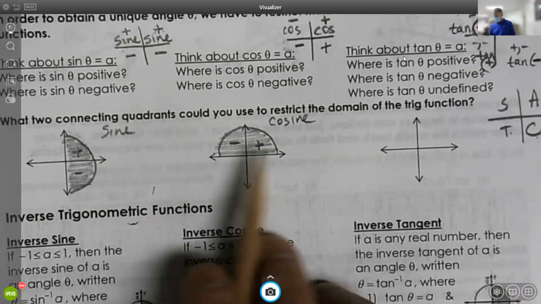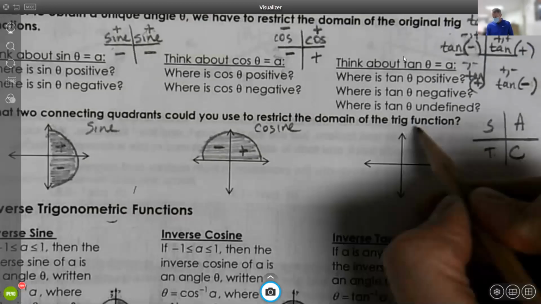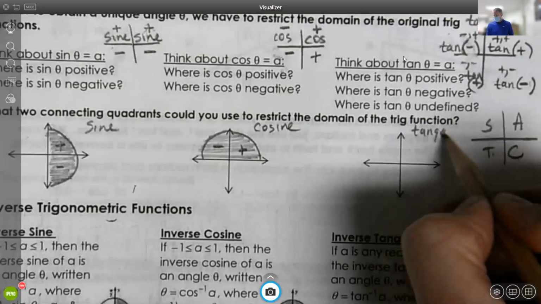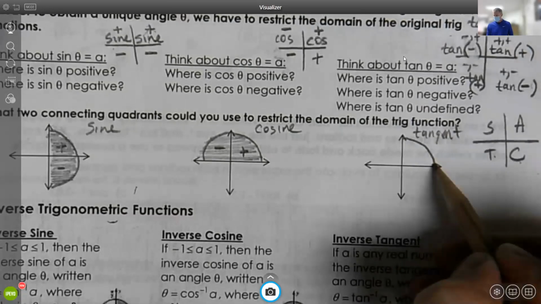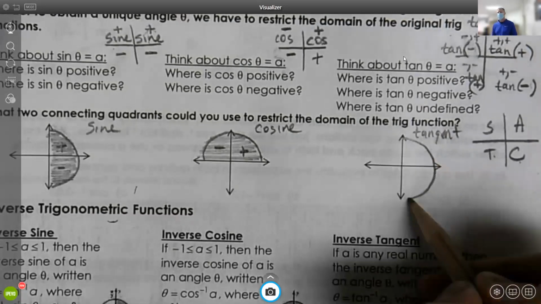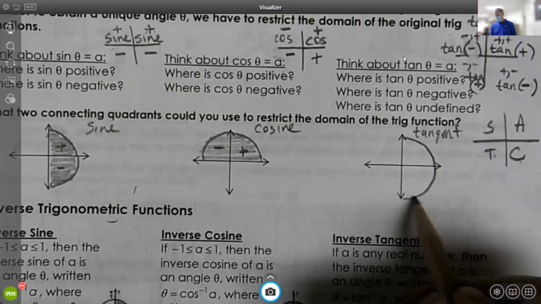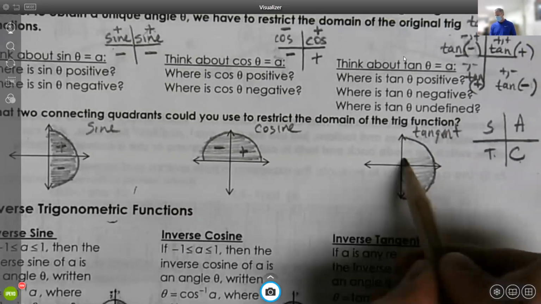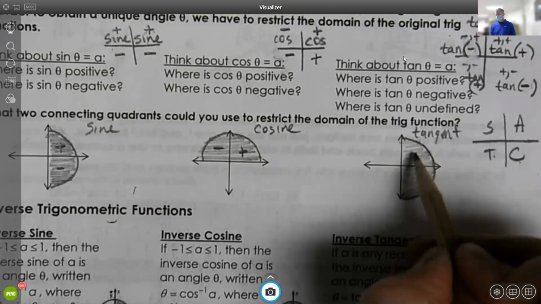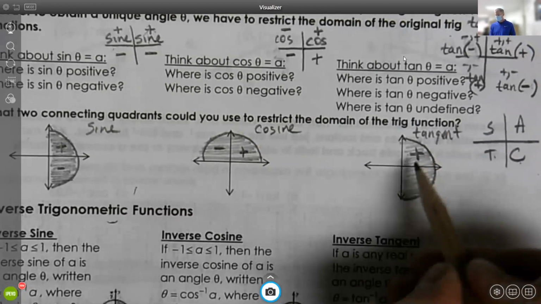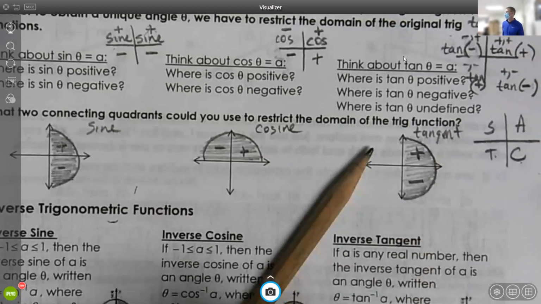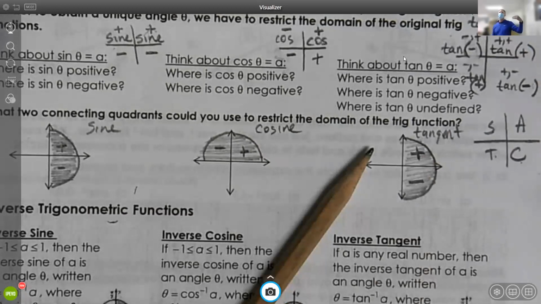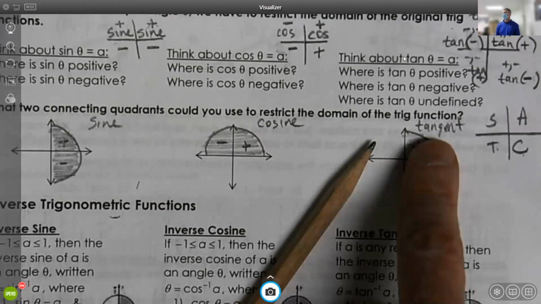And then tangent. Tangent is positive in the first quadrant, like we've talked about, and negative in the fourth quadrant. Now, somebody out there might point out, well, isn't tangent negative in the second quadrant? Well, yes, it is. It's negative in the second also. So why don't we connect those two? Why are we connecting these two?